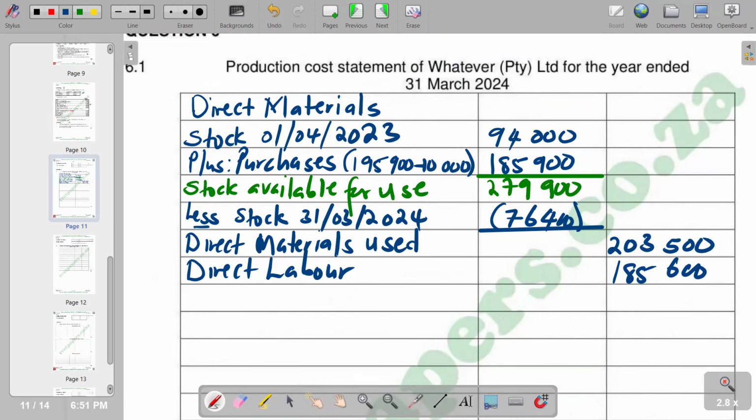With that, remember, if you say direct materials plus direct labor, you are going to get your prime cost. So here we have prime cost, and of course, we're going to make an addition. If you add 203,500 plus 185,600, you get your prime cost, which is 398,100.